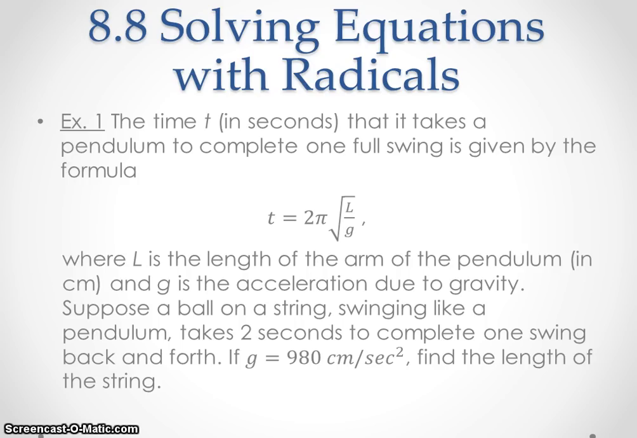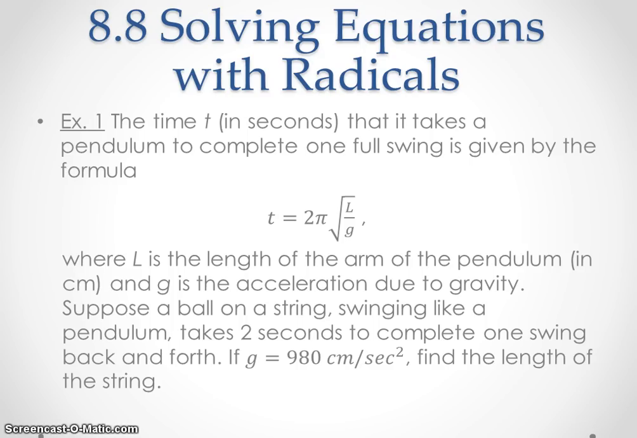So example 1 says, the time t in seconds that it takes a pendulum to complete one full swing is given by the formula t equals 2 pi times the square root of L divided by G, where L is the length of the arm of the pendulum in centimeters and G is the acceleration due to gravity. Suppose a ball on a string swinging like a pendulum takes 2 seconds to complete one swing back and forth. If G equals 980 centimeters per second squared, find the length of the string.